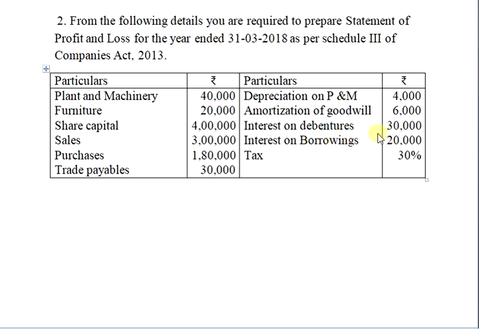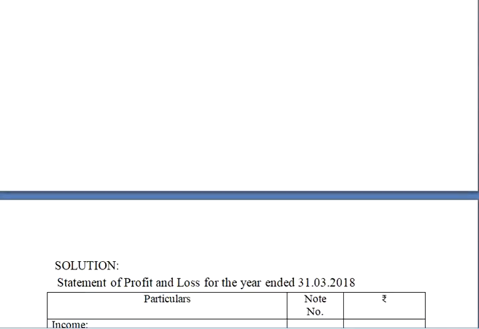Interest on debentures 30,000 is there. Interest on borrowings 20,000 is there. Can you notice that interest on debentures and interest on borrowings will be coming under the finance cost? So we need to consider these points, interest on debentures and interest on borrowings, under the finance cost. So note number 1, we will be maintaining depreciation on plant and machinery, amortization of goodwill under the note of depreciation and amortization expenses. Again in the second note, finance cost, interest on debentures as well as interest on borrowings will be recorded. Tax is 30%. Now we can solve this problem, the second problem.